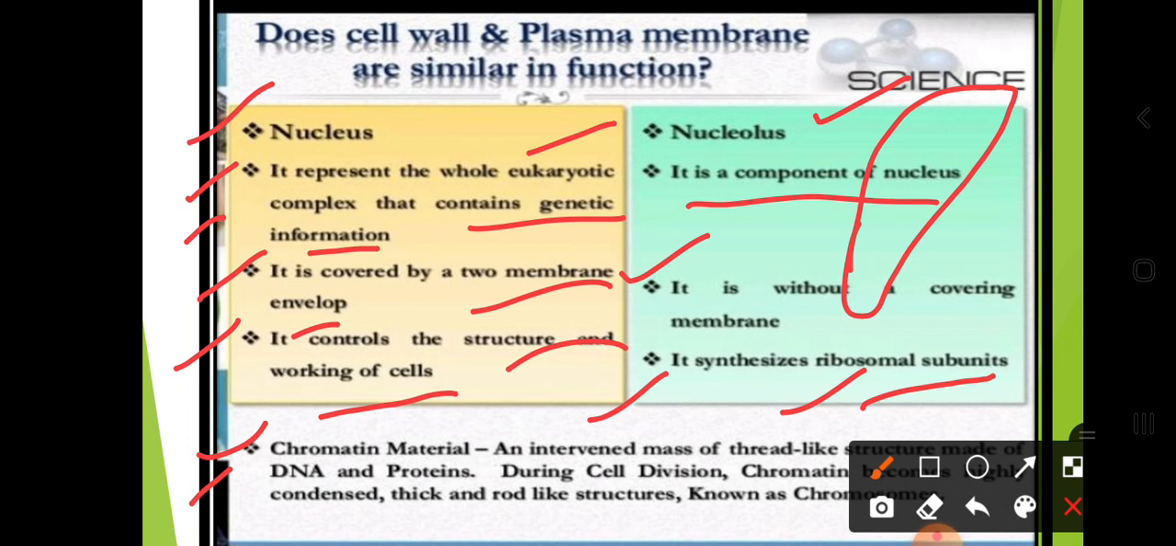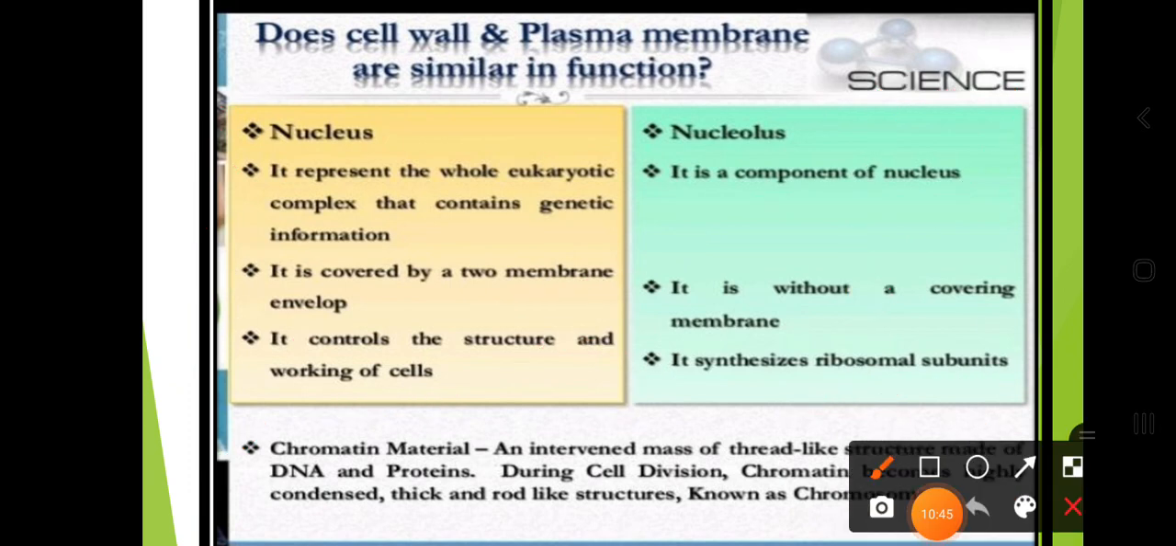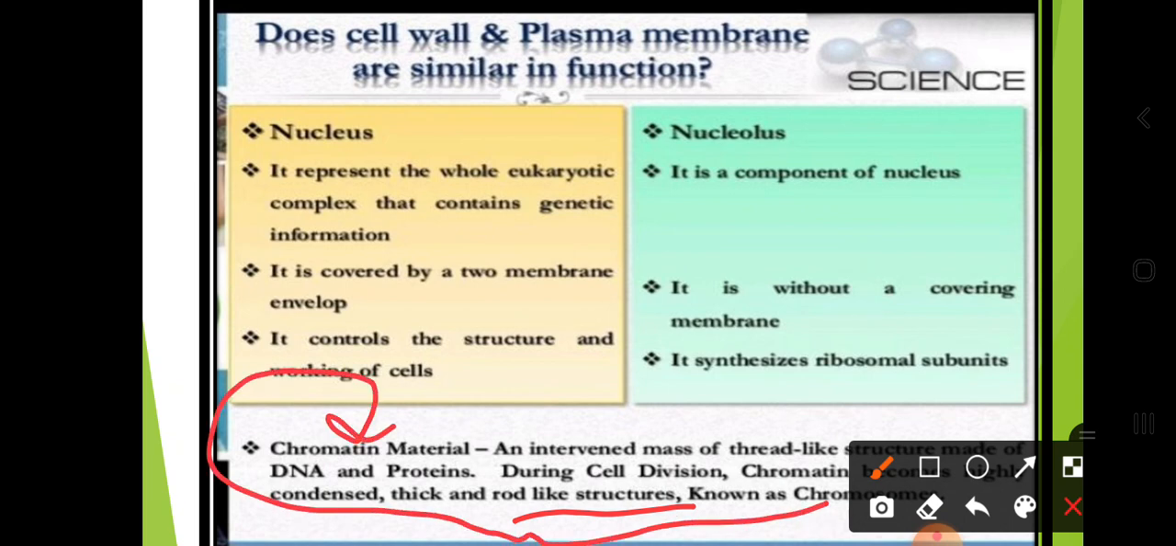DNA and protein. During cell division, as we already discussed in the last class, chromatin becomes highly condensed. Chromatin becomes highly condensed, thick, rod-like structures known as chromosomes. So, how do you get these chromosomes? From the chromatin material.